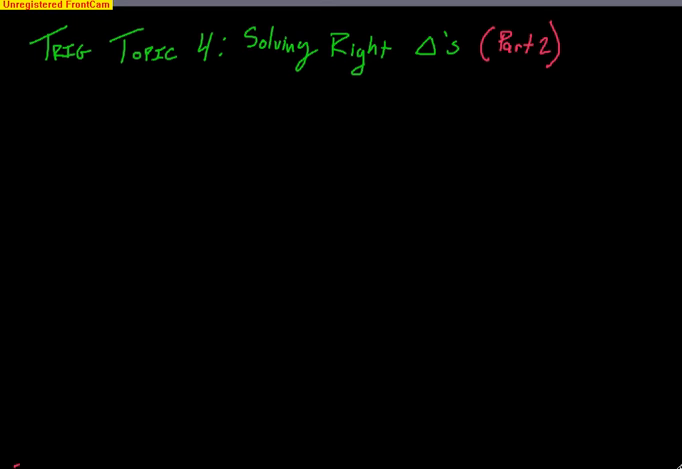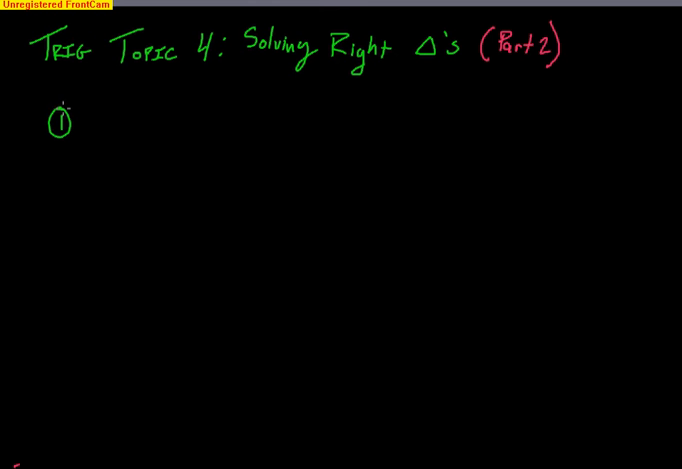Okay, this is trigonometry topic 4, solving right triangles, part 2. So we're going to look at some applications of solving right triangles. Hopefully you remember solving right triangles and how to find all the different angles and all the different sides, especially using inverse functions, inverse trig functions that is. And let's talk about a couple of the applications we're going to use.